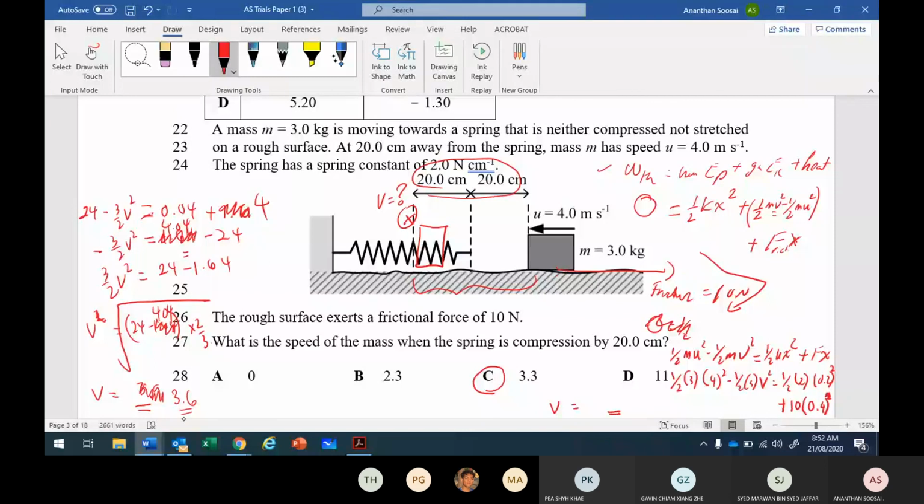Anyway, this is the method you have to use. Use conservation of energy. The work done by the thrust equals the gain in EP, gain in EK, plus heat. This formula is based on conservation of energy. It works whether it's a flat surface or inclined.